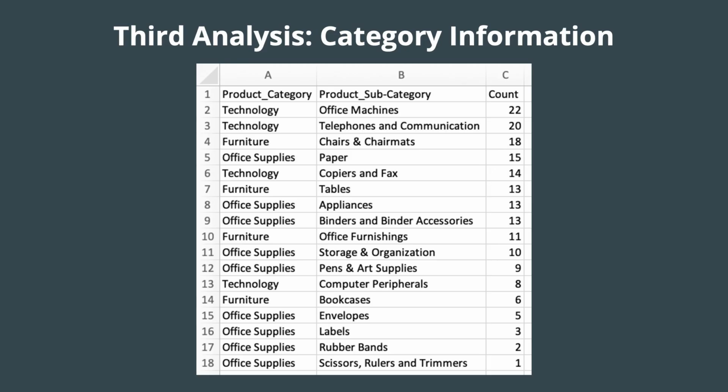In the third analysis, sorting the count by descending and product category and product subcategory by descending, we can see which product subcategory was generating the highest amounts of quantity sold. As seen in our data, office machines had the highest amount at 22, while the lowest amount was scissors, rulers, and trimmers. By utilizing this data, we can prioritize which products to improve and focus on more in the future, and which products we can maybe abandon to provide greater efficiency for the other products.